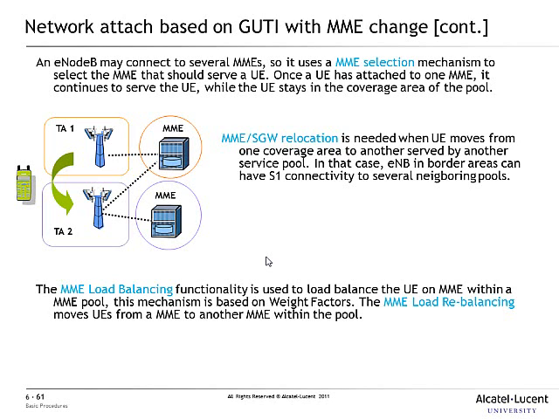Okay, when an eNodeB is in border areas, it can have connectivity to several neighboring pools. If you look at this particular tracking area here, it's in the border area of this MME pool and this MME pool, and it is connected to both. Now basically this mechanism is going to assist in the process of MME serving gateway relocation. Similar to what I showed you earlier, we always make sure that there is some overlap between MME pool areas.